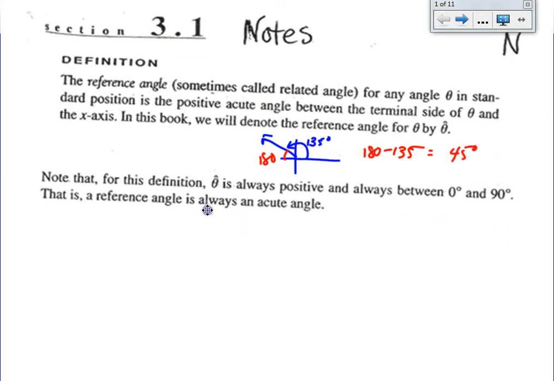For this book, they always define theta, and the reference angles are signified with theta hat. There's like a little upside down V on top of it. It's called theta hat. It's always positive, and between 0 and 90, meaning it's acute.